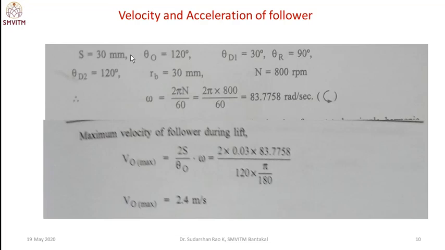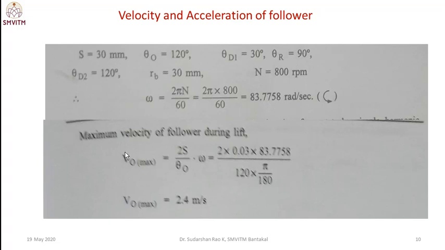Then regarding the velocity and acceleration of the follower, the displacement height is 30 millimeter. Theta O, the outward angle, is 120 degree. Theta D1 is 30 degree. Theta R, the return stroke, is 90 degree. Theta D2 is 120 degree. The radius of the base circle is 30 millimeter and the speed is 800 rpm. It should be converted into omega, that is 2 pi N by 60, which is 83.7 radian per second, the angular velocity of the cam.